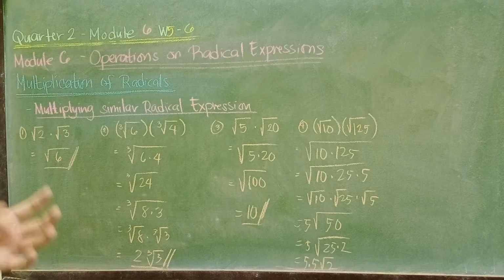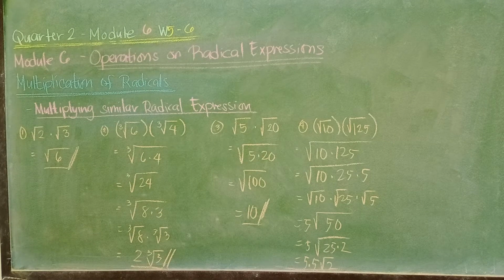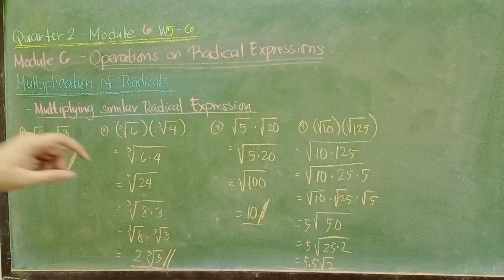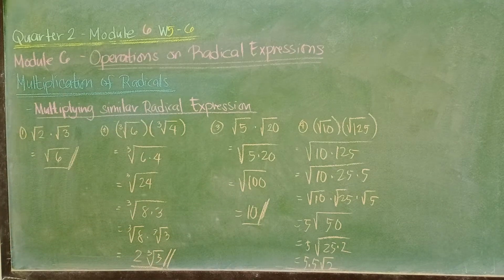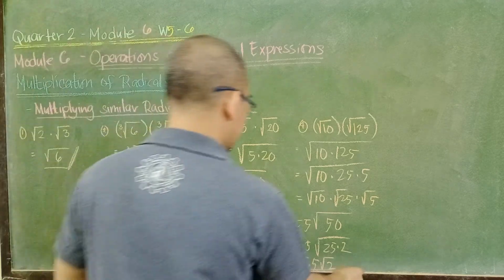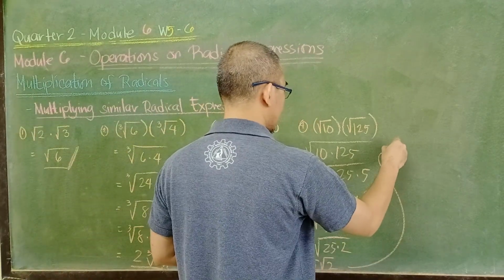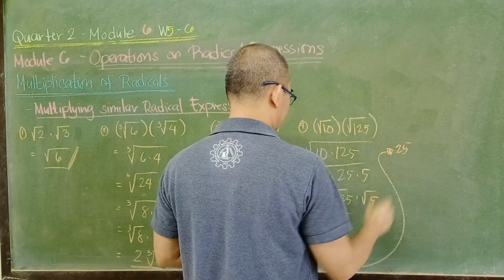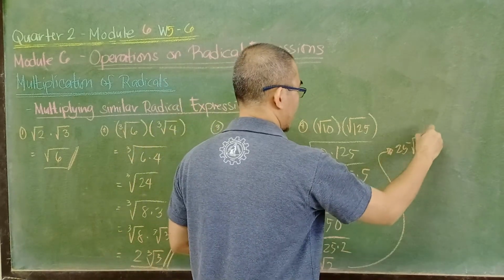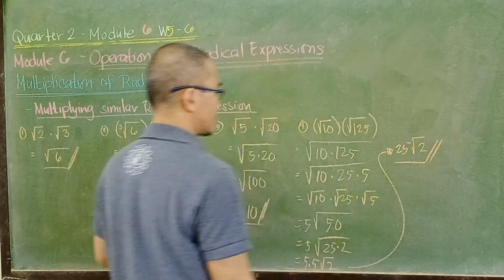Anong gagawin mo doon sa dalawang 5 na nailabas mo sa may radical sign? So yung mga numbers na ilalabas mo doon sa radical sign, i-multiply mo sila. So 5 times 5, that is 25. And then copy yung square root of 2.